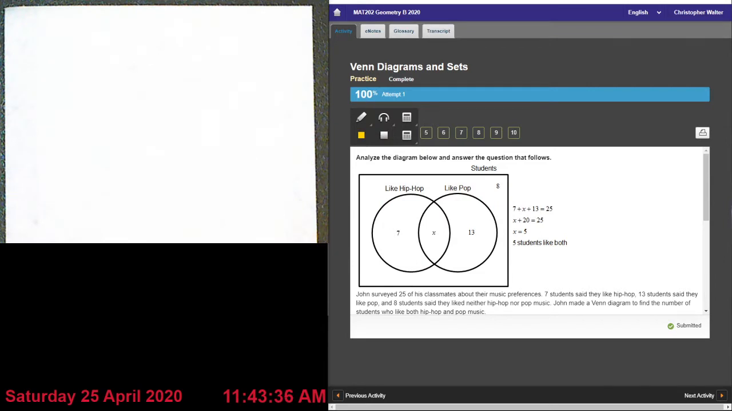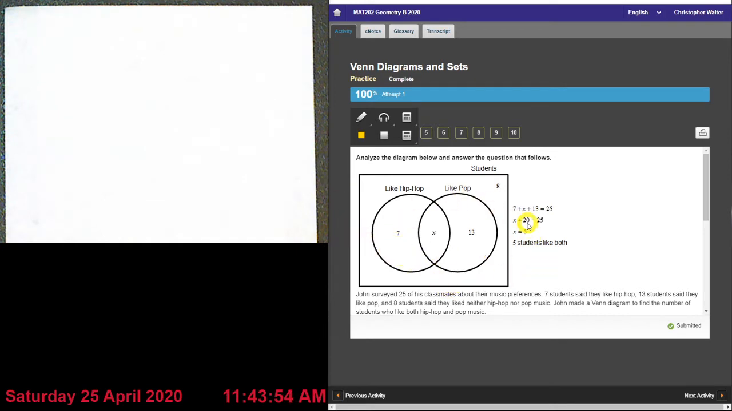Good morning. Today we're going to look at a problem for honors geometry. This particular problem comes from the section called Venn diagrams and sets. It's within the practice activity, and for me it's question number 4.